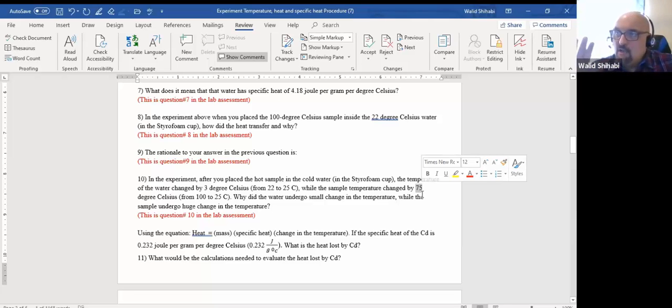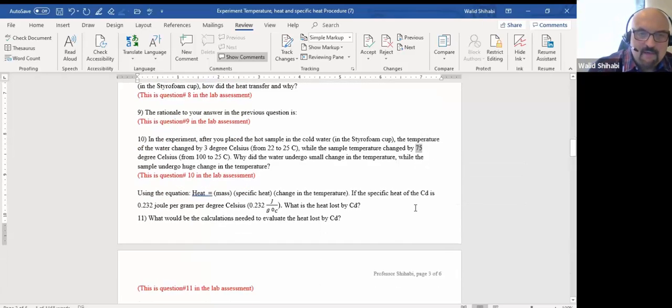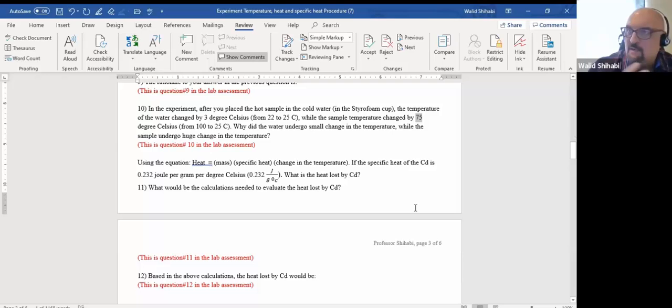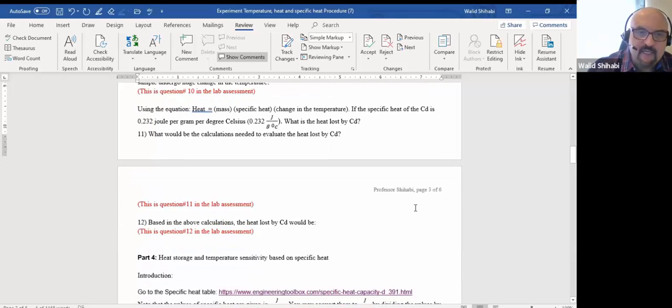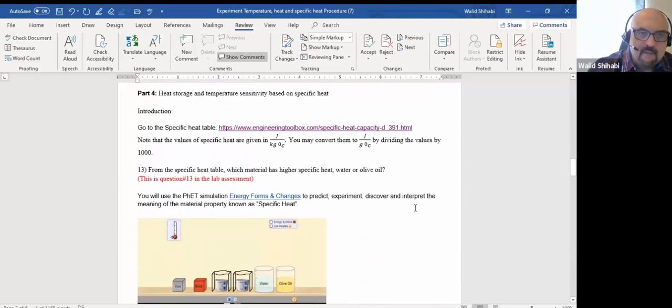Objects that have low specific heat have a very sensitive temperature. The temperature changes rapidly with the heat exchange. Okay, so the answer will be revolving around the concept of specific heat. And then part 4 will involve this simulation here, the PhET simulation. And let me share with you here this simulation so that you see what we'll be doing.